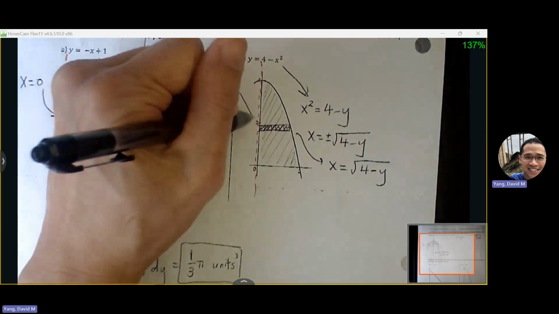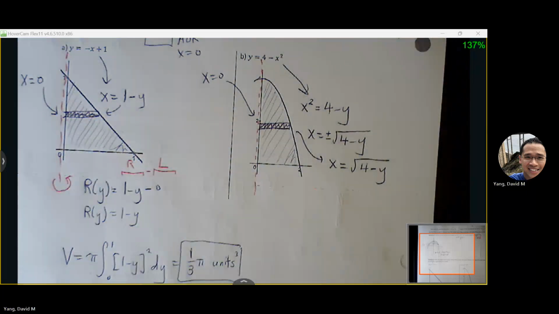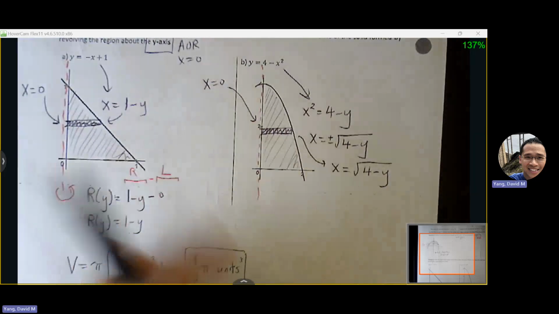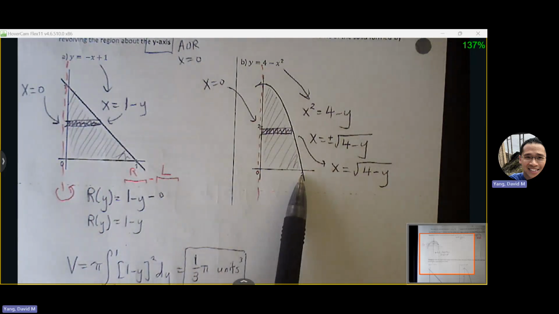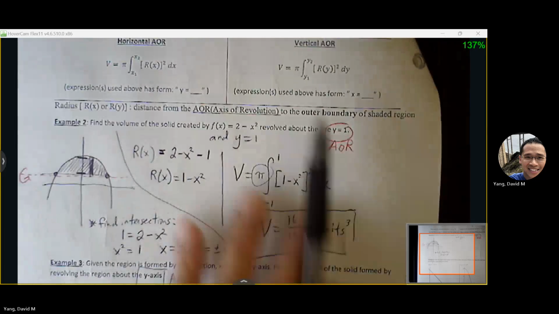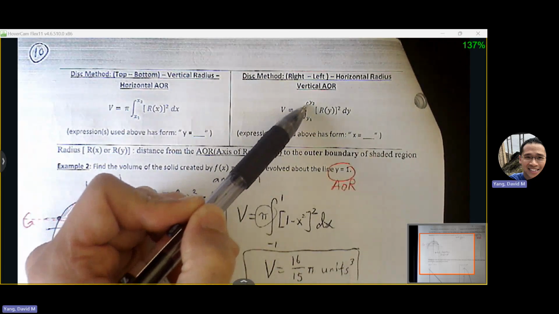The left boundary is, again, the y-axis, which is x equals 0. Our bounds, what are our bounds going to be? Is it from 0 to 2? What should our bounds be? From 0 to what?